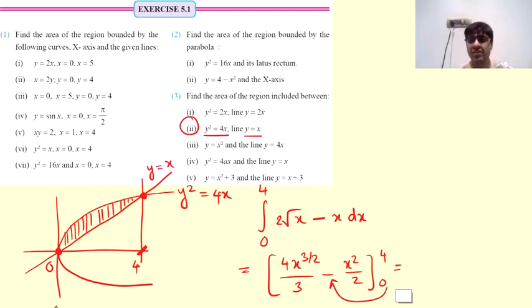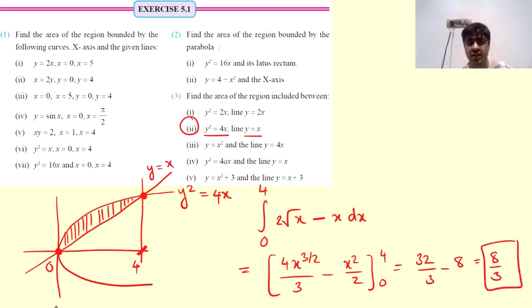When you put a 0, anyway the second bracket will be 0. You put a 4 here. So 4 power 3 by 2 will be equal to 8, into 4 will be 32 upon 3. So you have 32 upon 3 minus, put that 4 here, 16 by 2, that will be equal to 8. So this gives you 32 minus 24, which is 8 divided by 3. And yeah, that's the final value for the required area.